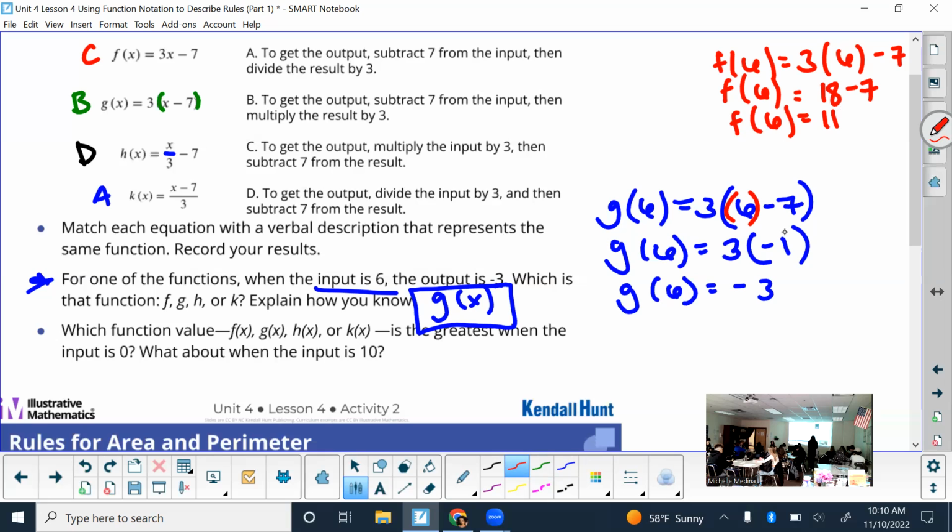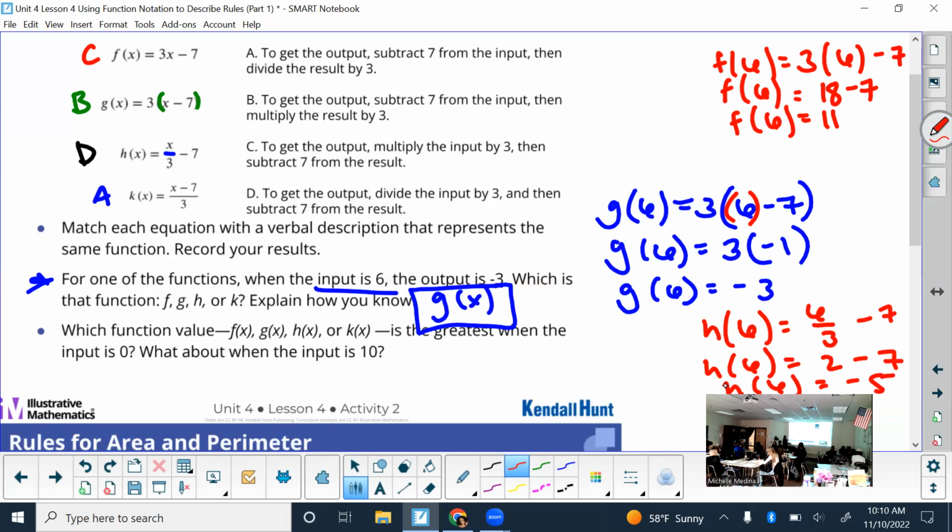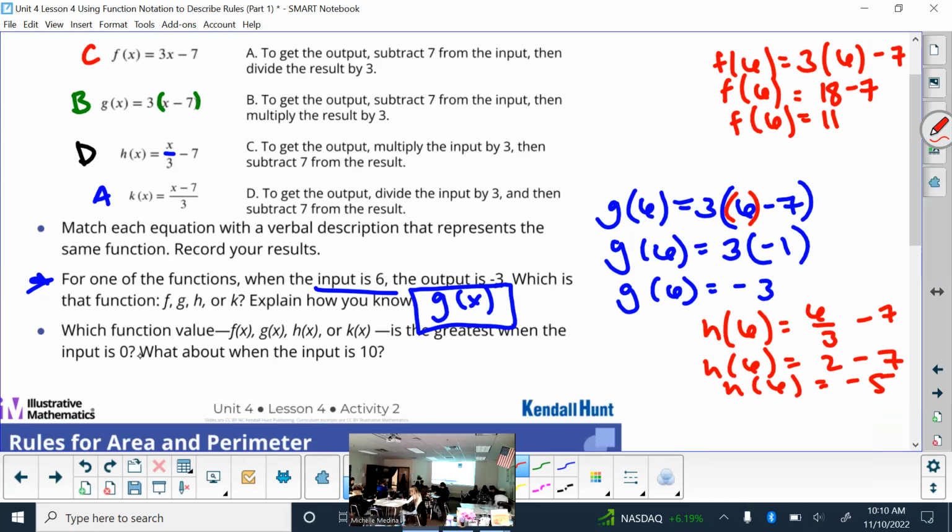The other one that I heard you guys say was H. So let's try that one. So H of 6 is 6 over 3 minus 7. What's 6 divided by 3? And then what's 2 minus 7? -5. All right. So really, all it's telling you to do is just replace the X with that number and simplify. We just leave it like this so that we can clearly see what function we use and what our input was. So the right answer for this bullet point is G of X. Question?